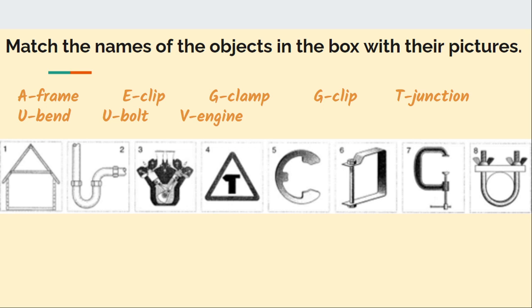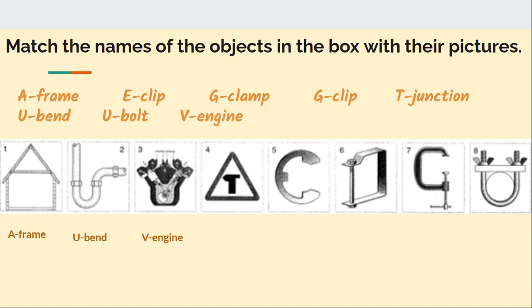Match the names of the objects in the box with their pictures. So picture 1, the shape speaks for itself. It is shaped like a letter A. So we say it is an A frame. Picture B kind of looks like the letter U. So it may be a U band. 3, it looks like a V. So it is a V engine.